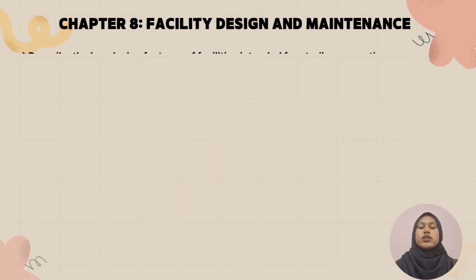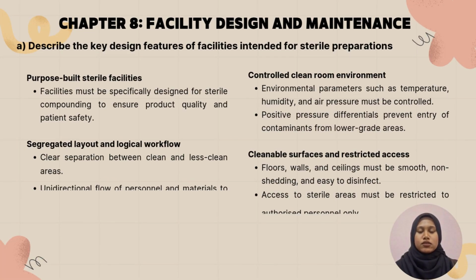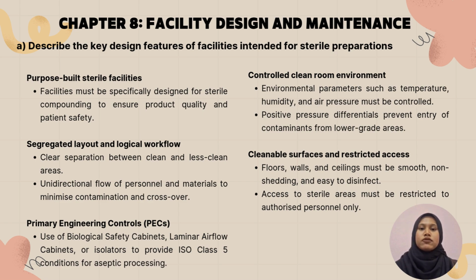Next is chapter 8, which is facility design and maintenance. So the first question is: describe the key design features of facilities intended for sterile preparation. The first one is purpose-built sterile facilities. The facilities must be specifically designed for sterile compounding to ensure product quality and patient safety. Then the second one is segregated layout and logical workflow. There must be clear separation between clean and less clean areas. There must also be unidirectional flow of personnel and materials to minimize contamination and crossover.